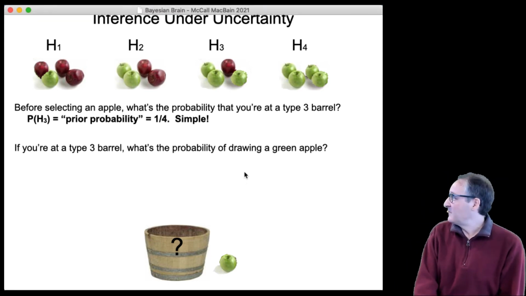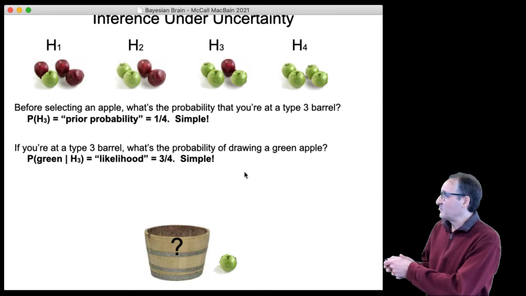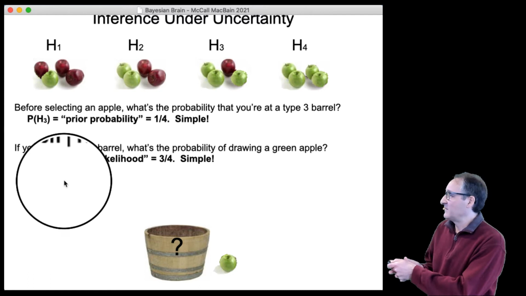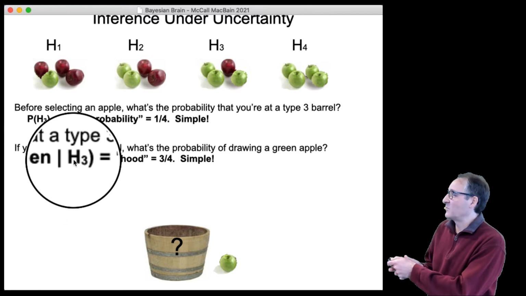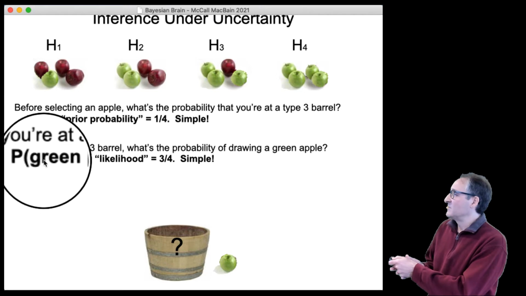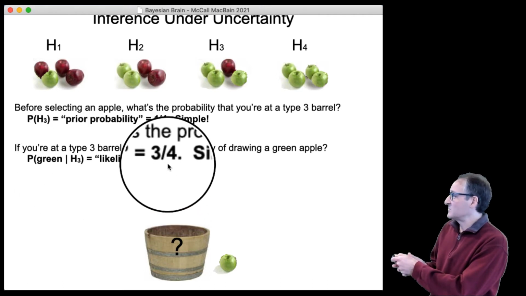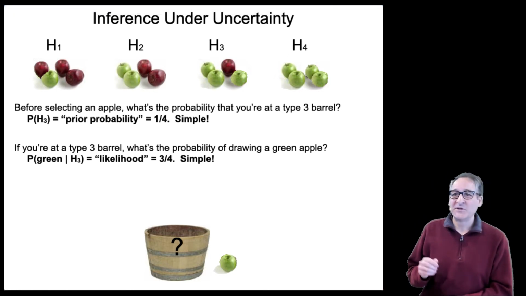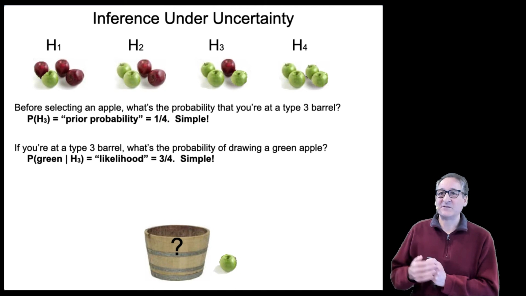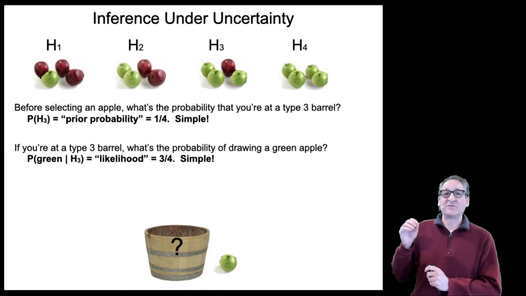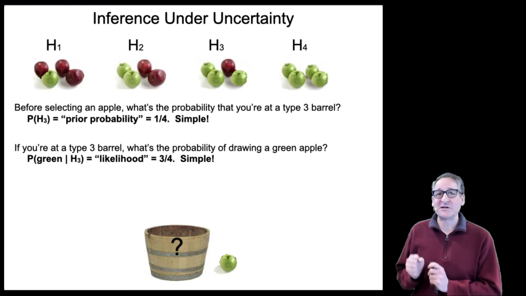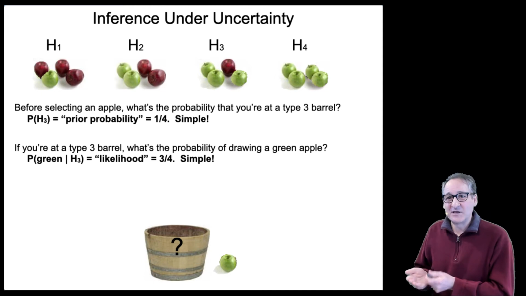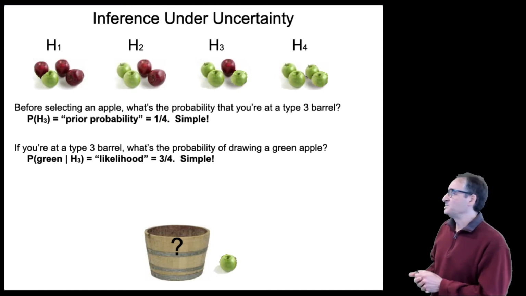Okay, so that's correct. We write this P of green, and then this bar, which means conditioned upon or given that, meaning assuming that H3 is the true hypothesis. So P of green given H3 is 3 out of 4. We call that the likelihood of the hypothesis. That's the probability, if the hypothesis were true, that it would give rise to the data we observed. For example, if those tracks were caused by a rabbit, what's the probability that they would look exactly like what I saw in my driveway? So that's called the likelihood.